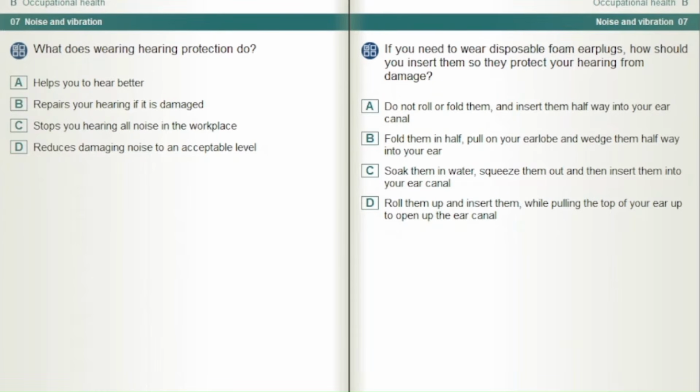If you need to wear disposable foam earplugs, how should you insert them so they protect your hearing from damage? Do not roll or fold them and insert them halfway into your ear canal. Fold them in half, pull on your earlobe and wedge them halfway into your ear. Soak them in water, squeeze them out, and then insert them into your ear canal. Roll them up and insert them while pulling the top of your ear up to open up the ear canal.